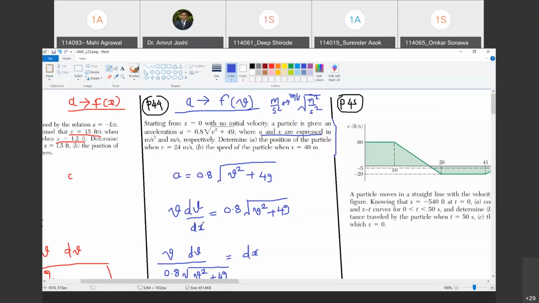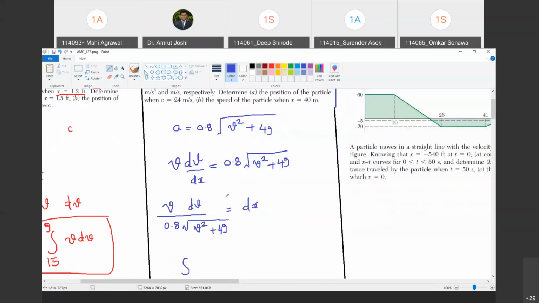Do you remember? Yes, sir. So v dv by dx is equal to 0.8 square root of v square plus 49. Now collect all the terms that involve velocity on one side and collect the terms involving x or position on the other side. That is called the variable separable form. Do you agree with me?